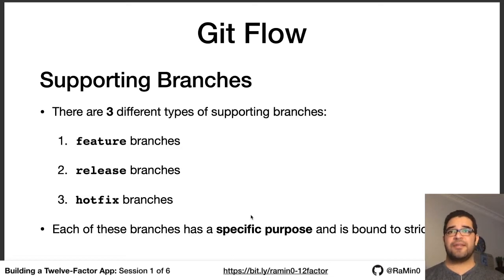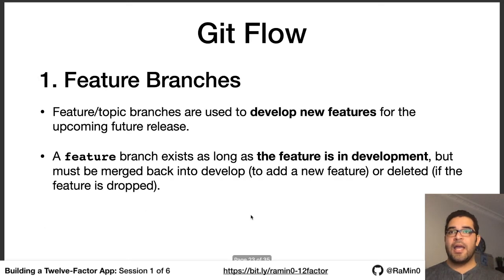There are three types of these supporting branches. You can have a feature branch, a release branch, or a hotfix branch, and I'll be talking about each one of them briefly in a moment. Each of these, as I said, serves a specific purpose and has a set of rules around it that define exactly how it works and how it should be terminated and so on.